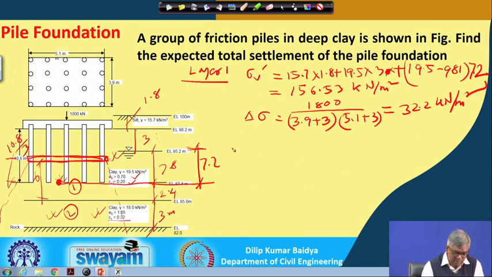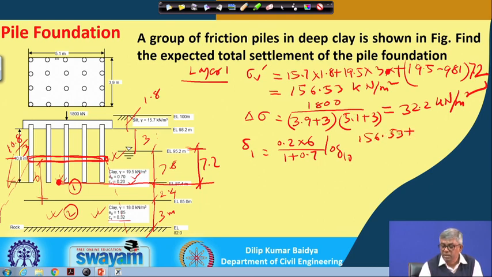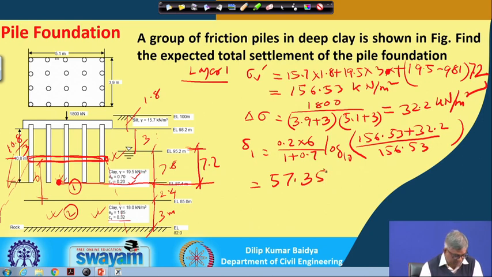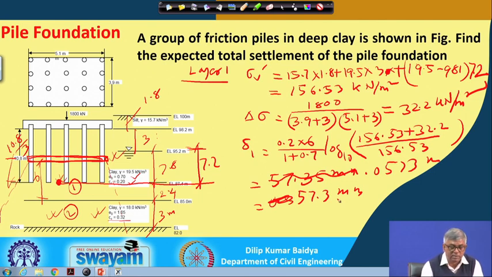Now, if I use delta 1, then Cc is 0.2 multiplied by 6 meter, the thickness, divided by 1 plus the void ratio, 0.7, times log base 10 of (156.53 plus delta sigma 32.2) divided by sigma v dash 156.53. If I calculate this one, you get delta 1 equal to 0.0573 meter, so finally 57.3 millimeter. Okay. So, this is what I have calculated.